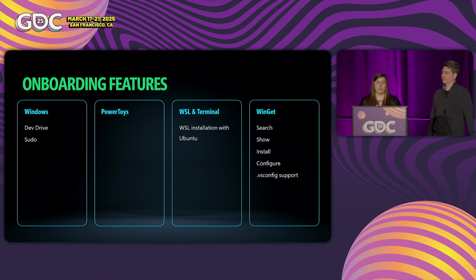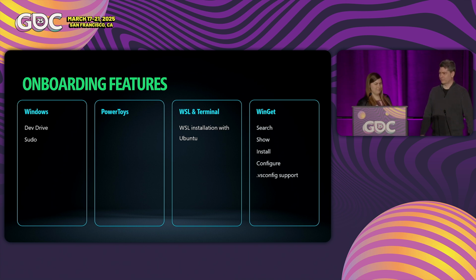We've looked at Dev Drive for getting that performance boost when developing on a dedicated drive, and also sudo that comes as a feature in Windows. And then we've also talked about installing Ubuntu with WSL, and all of the great commands that Demetrius showed in WinGet with search, show, install, the configuration option with configure, and .vsconfig support also. All of these tools together are intended to help make that onboarding process easier, so getting your machine set up is just a little bit faster. Now from here, we'll go into the inner loop, and I'm going to have Demetrius take us there.